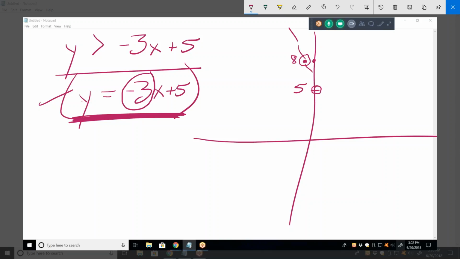Correct. That's the difference. So once you figure out 2 points on the line, then you have to figure out whether it's dotted or straight. Now, which side of that line am I on? And I want your answer to always be over or under, not right or left. Is it over or under that line?